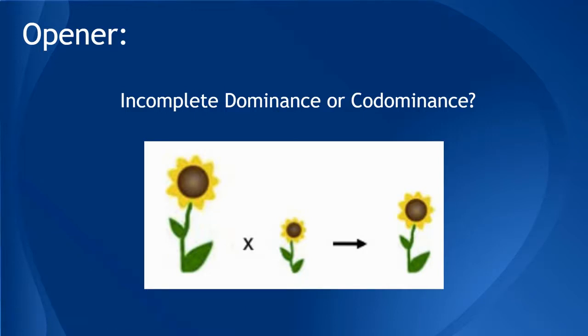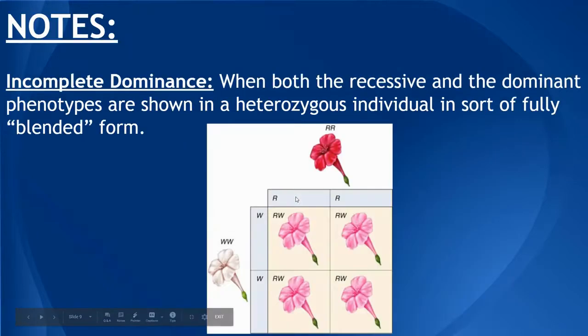This is going to be incomplete dominance because it is kind of like a blend or a mixture between the two. We have the tall one and the short one forming the medium one. It's kind of like halfway in between, just like with these flowers, pink is halfway between white and red.